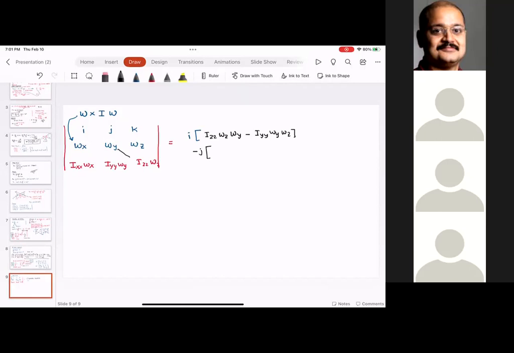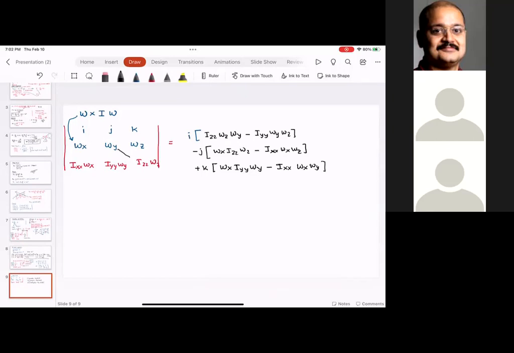minus j, omega x I z omega z minus I, so let me see, I z z omega x omega z, then I xx omega x omega z, plus k omega x I y omega y minus I xx omega x omega y. And now please look at the symmetry.